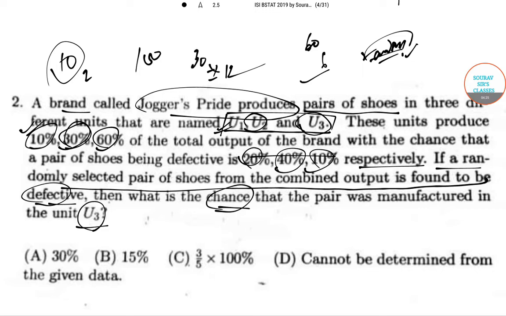Let's find the answer, and before that, let me discuss the alternatives provided to us. That is 30%, 15%, 3 by 5 into 100%, and cannot be determined with the above given data. That last one means the data provided is not sufficient to find the exact probability of this question. Moving on to the solution part.